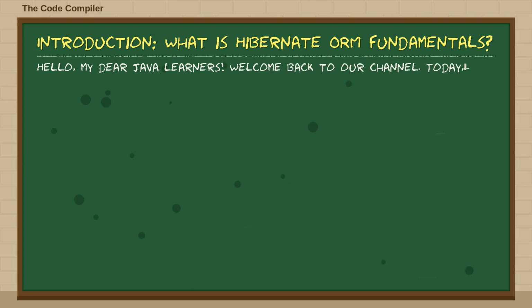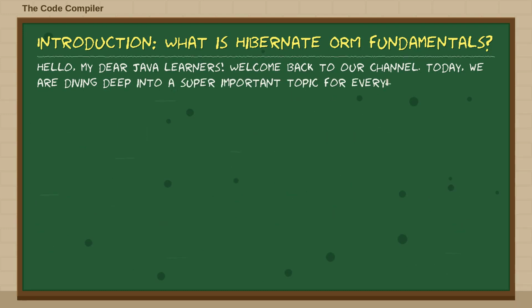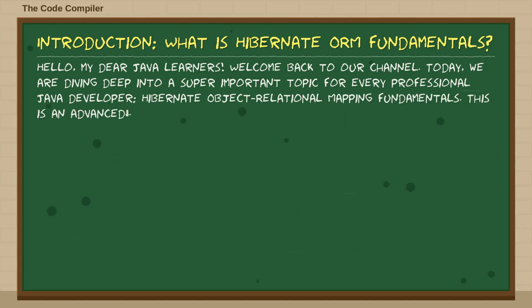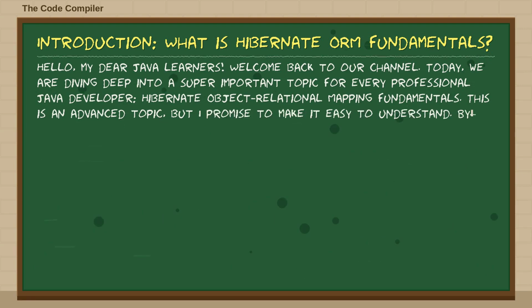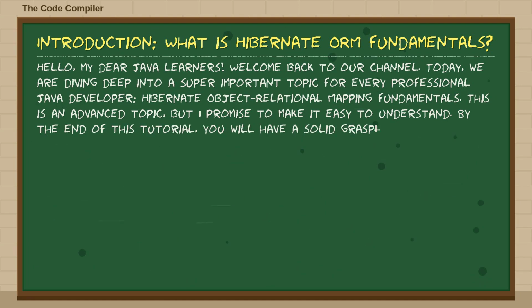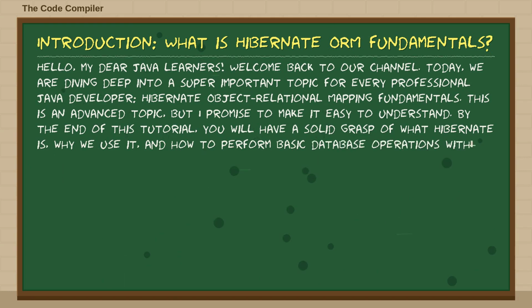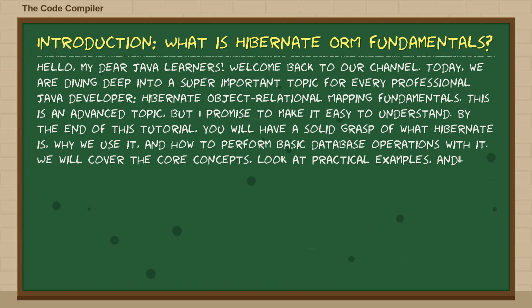Today, we are diving deep into a super important topic for every professional Java developer, Hibernate Object Relational Mapping Fundamentals. This is an advanced topic, but I promise to make it easy to understand. By the end of this tutorial, you will have a solid grasp of what Hibernate is, why we use it, and how to perform basic database operations with it. We will cover the core concepts, look at practical examples, and discuss some common mistakes to avoid.